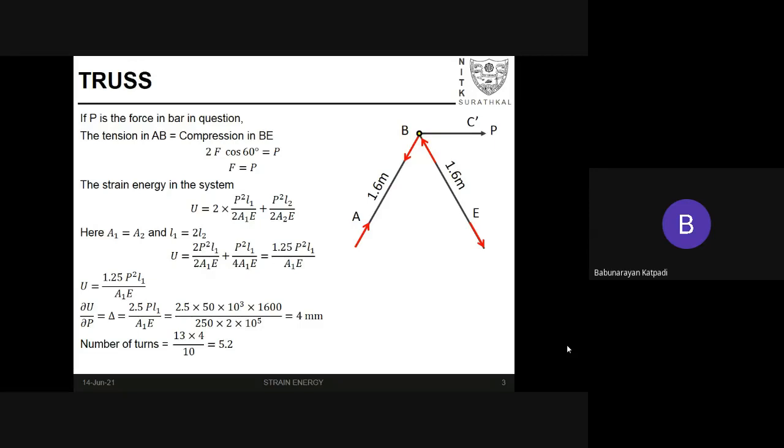And we know the threads are such that there are 13 threads per centimeter. That means there are 13 threads per 10 millimeter. We need a displacement of 4 millimeter. So the number of turns to be given is 13 into 4 by 10, which is 5.2 turns. 5.2 turns of the turnbuckle in the system will induce a bar force of 50 kilonewtons in the top member. This is how we use the strain energy method or technique to solve this problem.